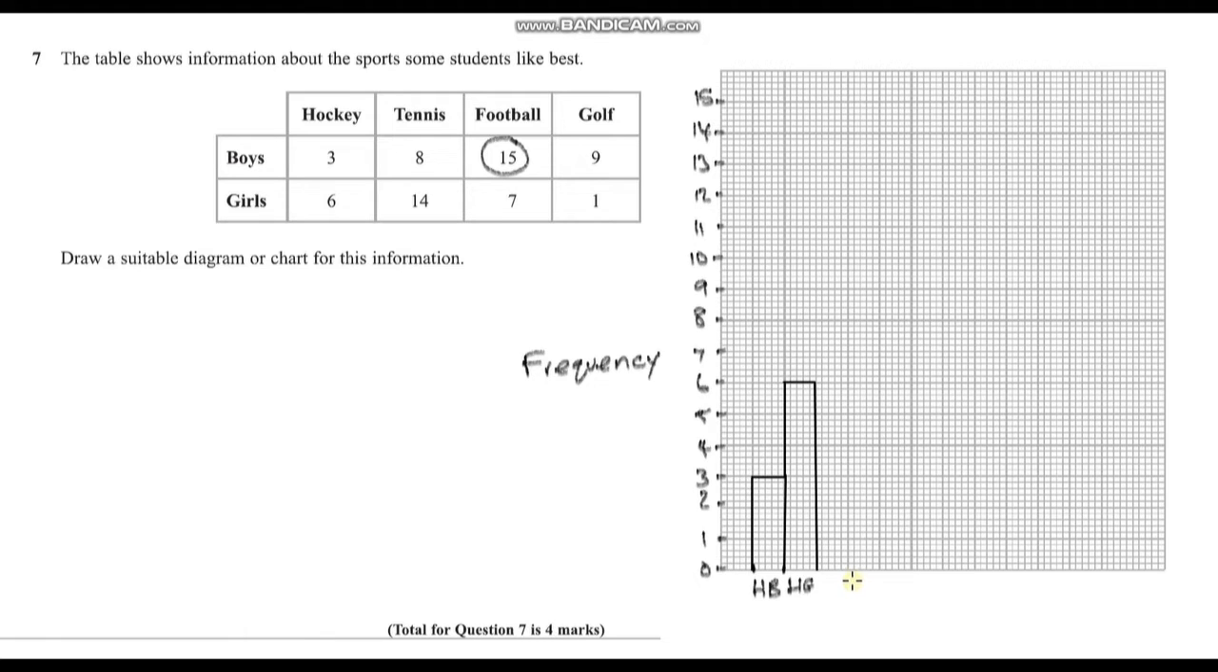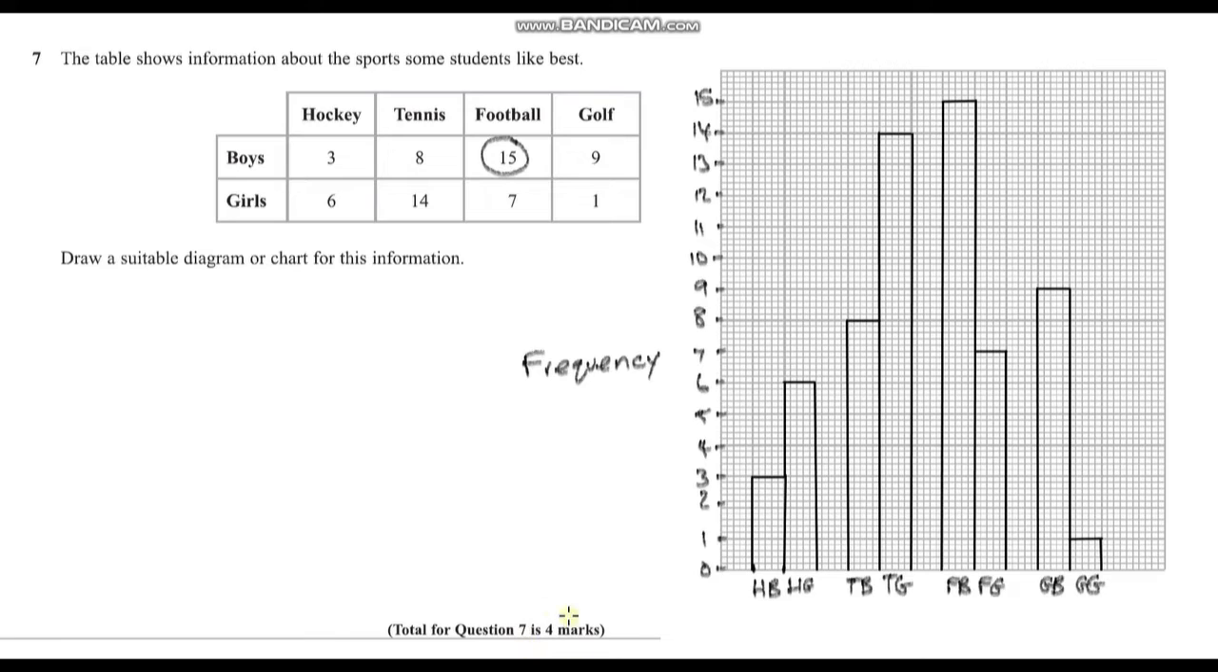So now I'm going to go on to tennis. And I'm going to do the tennis boys first. So I'm going to do the tennis boys here. And then next to that, I'm going to do tennis girls. So I'm just going to skip along to the end of that. So you can see I've done the tennis group now with the boys and girls. And again, just like before, I'm going to leave a space to do my football people. And then I'm going to leave another space and I'm going to do my golf people. So I'm going to skip along to that right now.